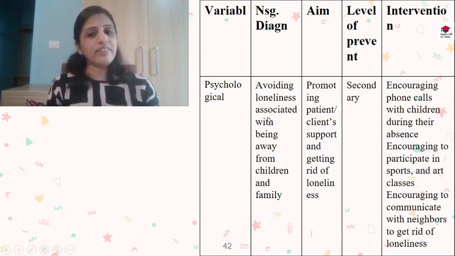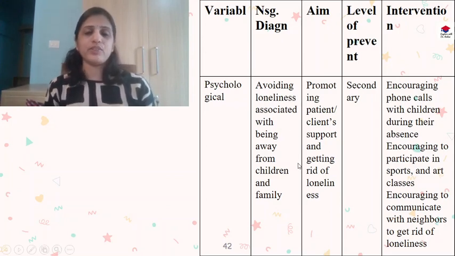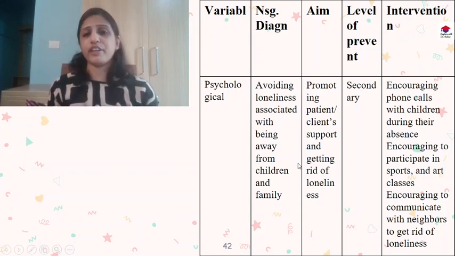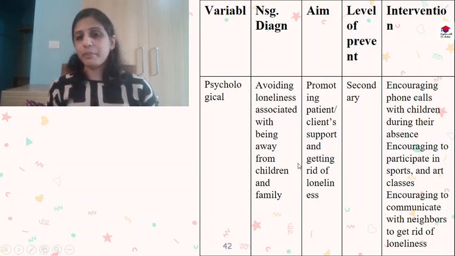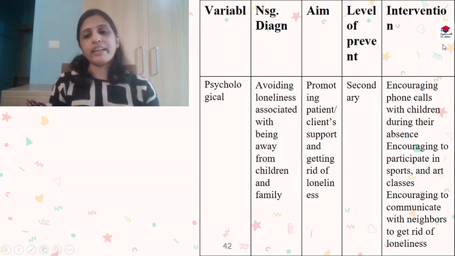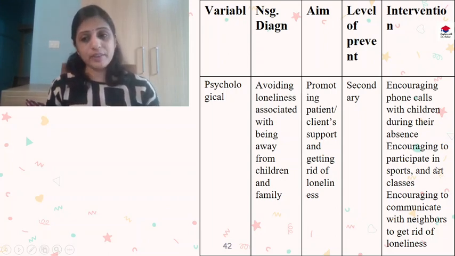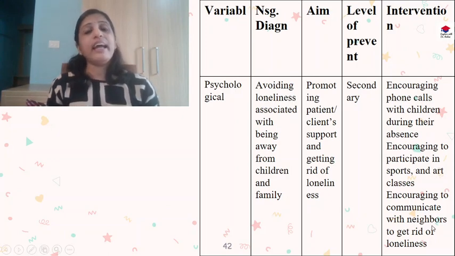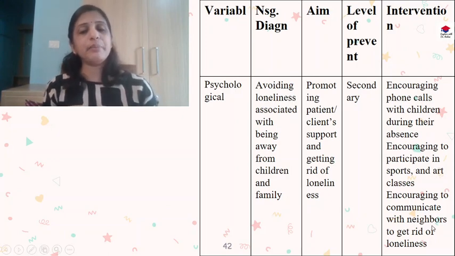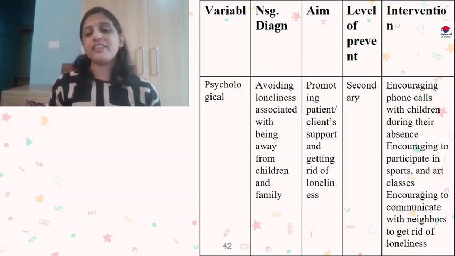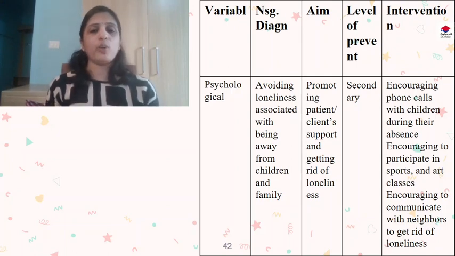So, the psychological variable is avoiding loneliness. We found that this patient is suffering from loneliness. So, that is her problem, loneliness. So, what can be done? Encourage phone calls with children, encourage participation in sports and arts classes, encourage communication with neighbors or even with caregivers, so that she is able to come out of that feeling of loneliness.